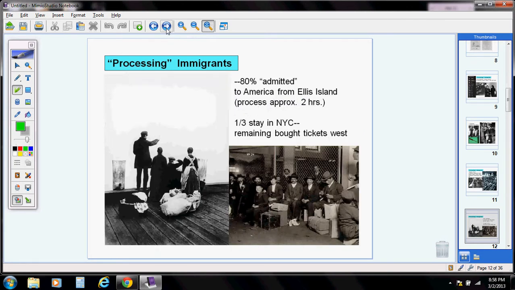Overall, 80% of immigrants going through Ellis Island within a couple hours were off and on their way. Of course, the other 20% maybe were left at the hospital for treatable conditions or in the process of being deported. A third of those immigrants leaving Ellis Island will stay in New York City and find employment and life there. Others will buy their tickets. There was a ticketing agency at Ellis Island to go to points further west, maybe Chicago, maybe to the free land we talked about, the Homestead Act in the west. Maybe they had other plans.